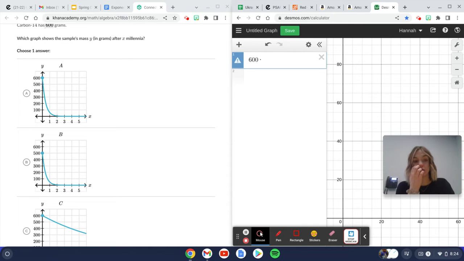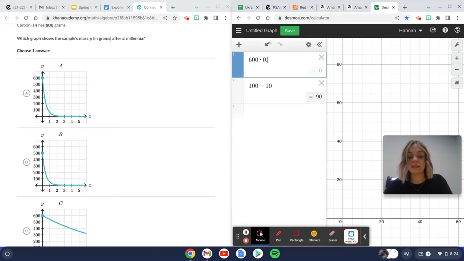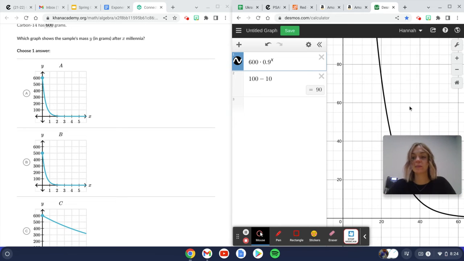So it starts at 600, and if it is losing 10%, so it starts at 100% and it loses 10% each millennia, that means only 90% is remaining. So that's going to be what our decay factor is. Now remember, we have to type that 90% as a decimal, which is 0.9 to the x power.